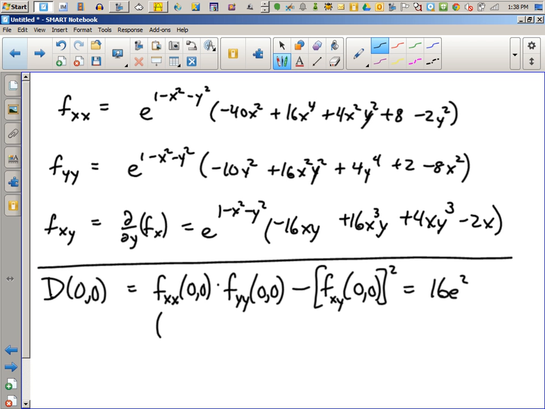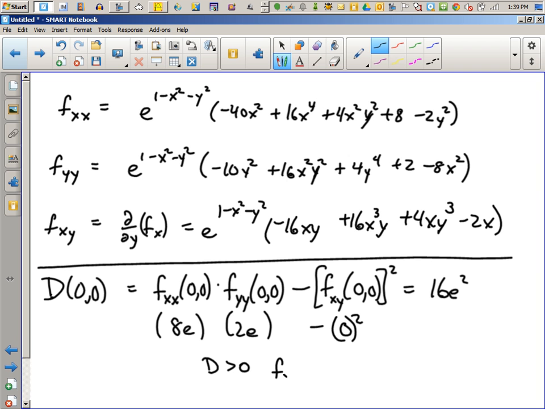I'll show you my values that I got, by the way. This was 8e, this was 2e, and this all came out to 0 squared. You can check my work later, okay? But you'll notice that d came out to be positive, 16e squared, right? And look at fxx. I got 8e. Is that positive or negative? Positive. So you're actually supposed to look at two things: what did d come out to be, and what did fxx come out to be? They both came out positive.